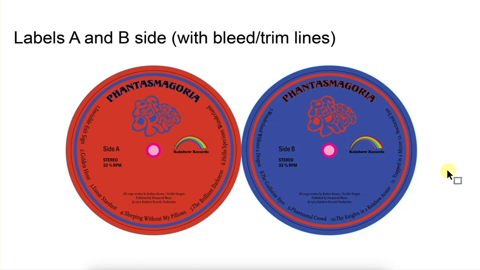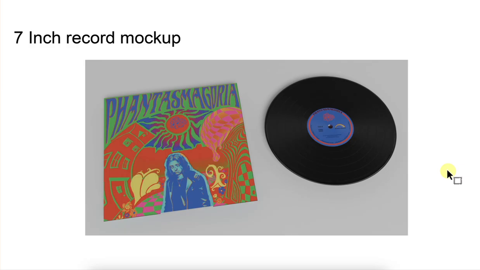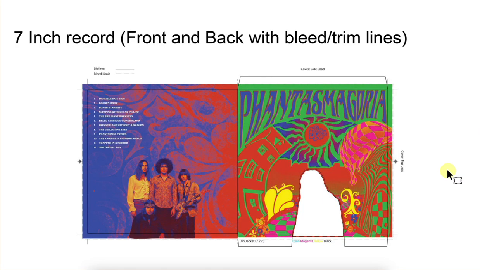Good. I love how you wrapped your song names. That looks awesome. This looks super legitimate. Love it. Good job with your bleeds and your trims. Looks good. So we went with a 7-inch single.